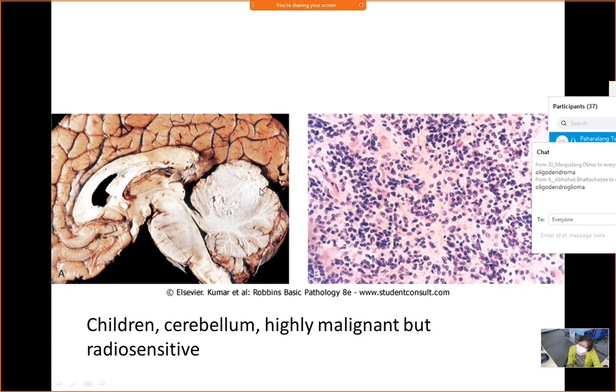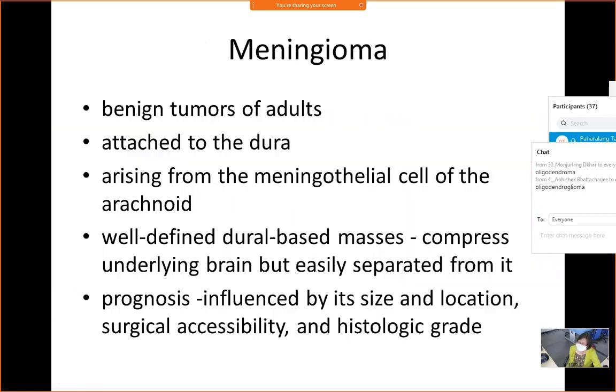Okay. So this is a 4-year-old child with a tumor in the cerebellum. And this tumor shows small round cells. They're all small blue cells. Okay. So this tumor arises in children. This location is in the cerebellum. It's highly malignant, but it's radiosensitive. And these are known as medulloblastoma. Okay. So medulloblastoma also can come as a short note for you guys. Glioblastoma, medulloblastoma may come as short notes.